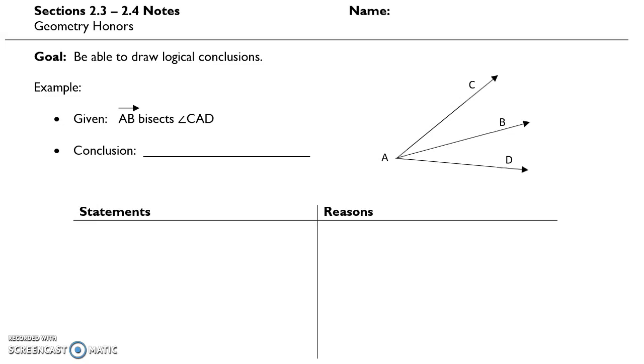Today we are going to talk about sections 2.3 and 2.4 in our textbook, and what we are looking at is drawing conclusions, and then talk a little bit more about complementary and supplementary angles. So first, let's look at drawing conclusions, and really what we're looking at is how we structure our proofs based on the given information that we have.